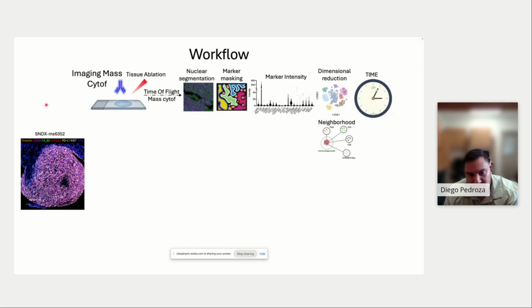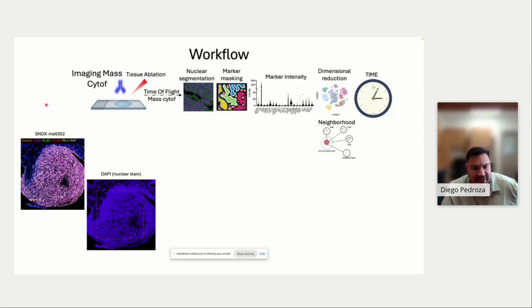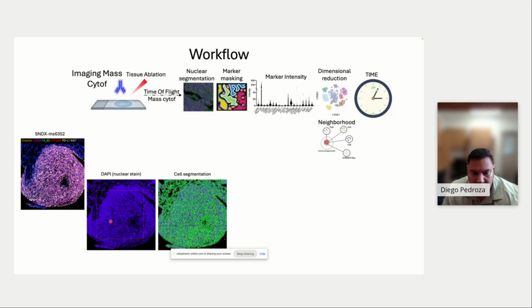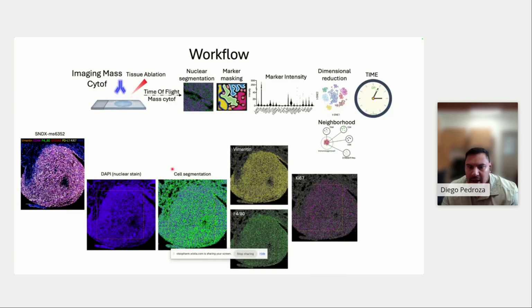of what we were able to do with the IMC. So this is one of the ways that we were able to do it. We were able to take one of these lungs that were treated. This is just using multiple channels. We can split into DAPI channel, which is a nuclear stain. We can do cell segmentation using Visiopharm software. This is all with the Visiopharm software, by the way. We can split into individual channels like the Vimentin and F480. This is our EMT marker, macrophage marker, proliferation marker.